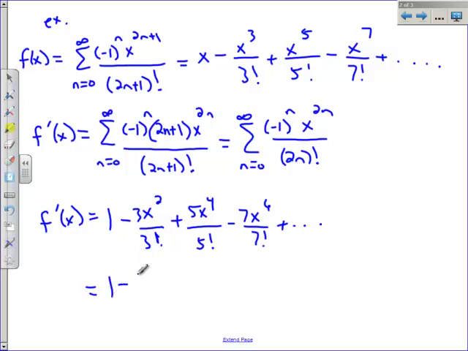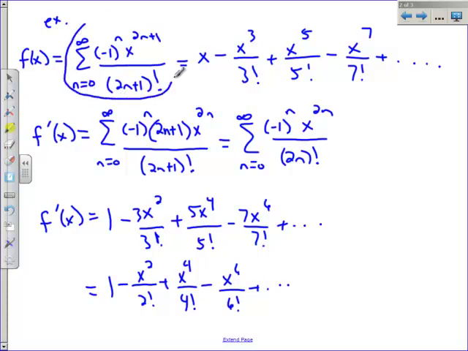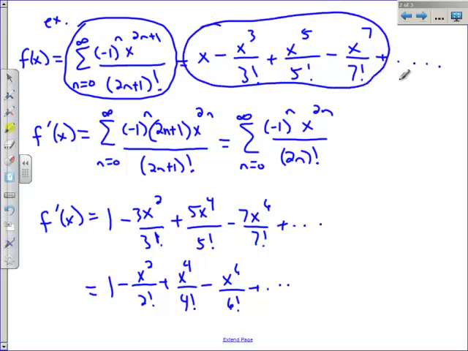So it's 1 minus x squared over 2 factorial plus x to the 4th over 4 factorial minus x to the 6th over 6 factorial. So what do we have here? Let's see. This original function, do you remember this series right here? You're supposed to remember it. That series in that form or in this form, this represents the function sine of x.